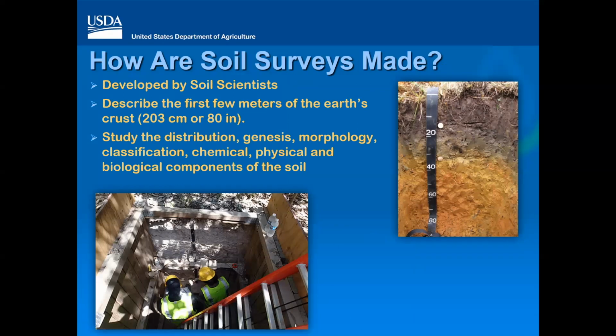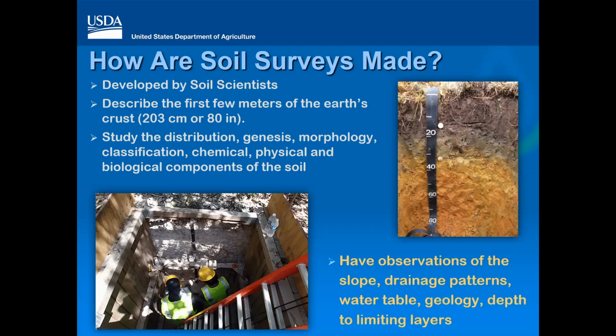First, they're developed by soil scientists through the Cooperative Soil Survey, led by NRCS, right? We describe the first few meters of the earth's crust, or 203 centimeters or 80 inches, and we study the distribution, genesis, morphology, classification, and chemical, physical, and biological components of the soil. As you can see here, this is dry forest in Guánica, and with my partner Samuel Rios, we're describing a profile of the Aguilita soil, collecting all of the information.